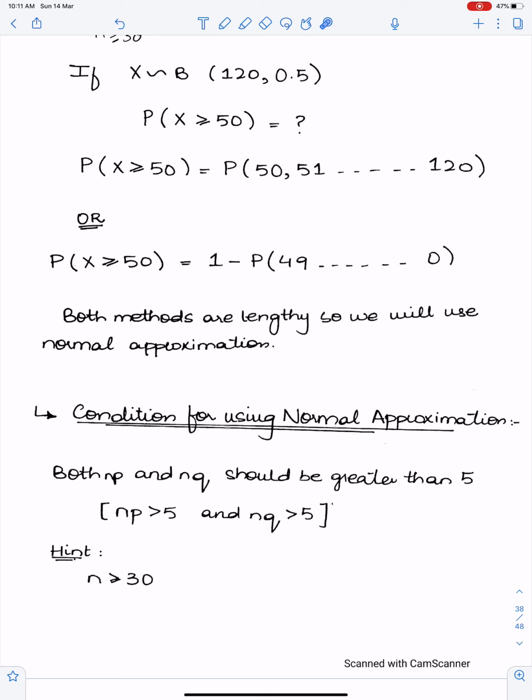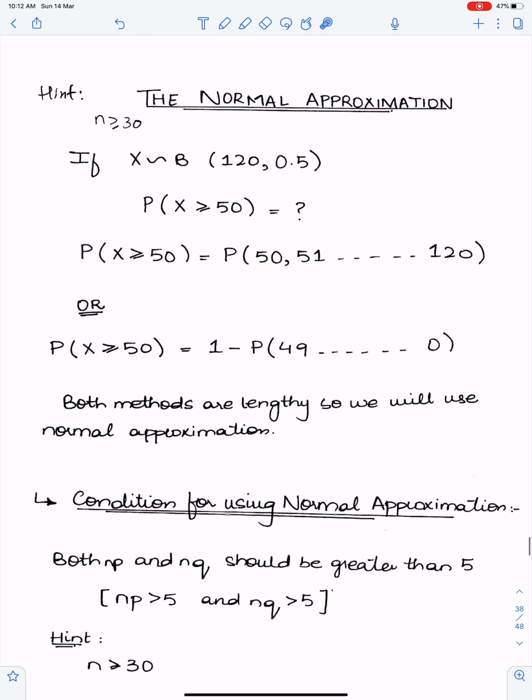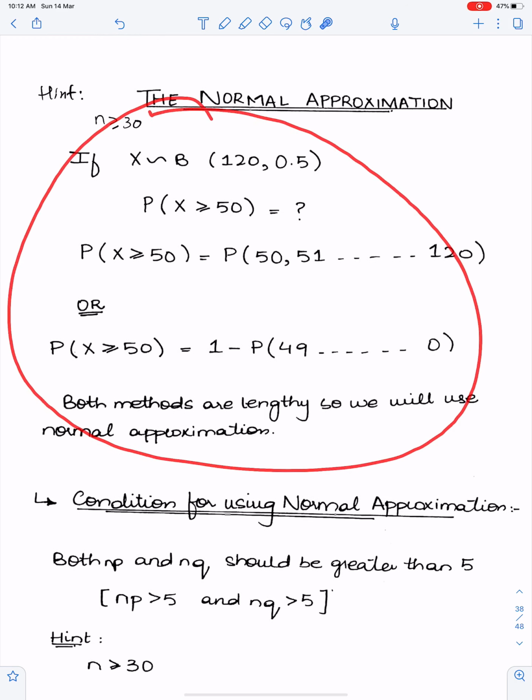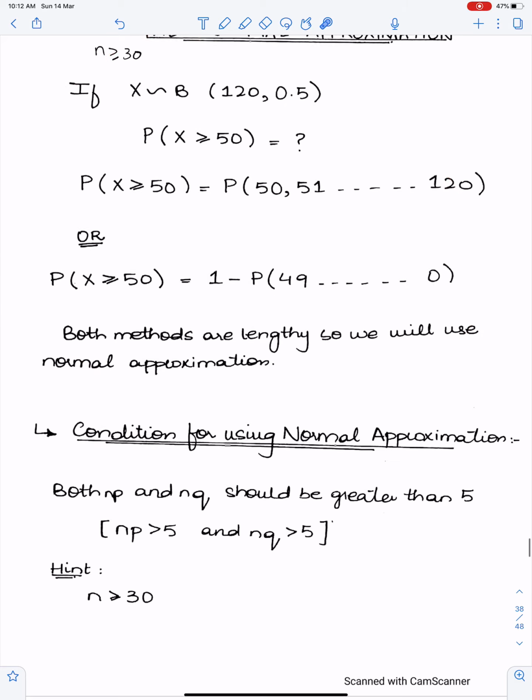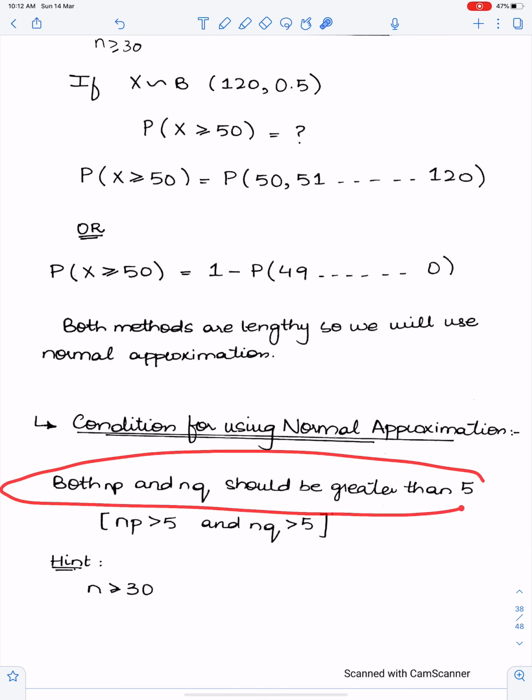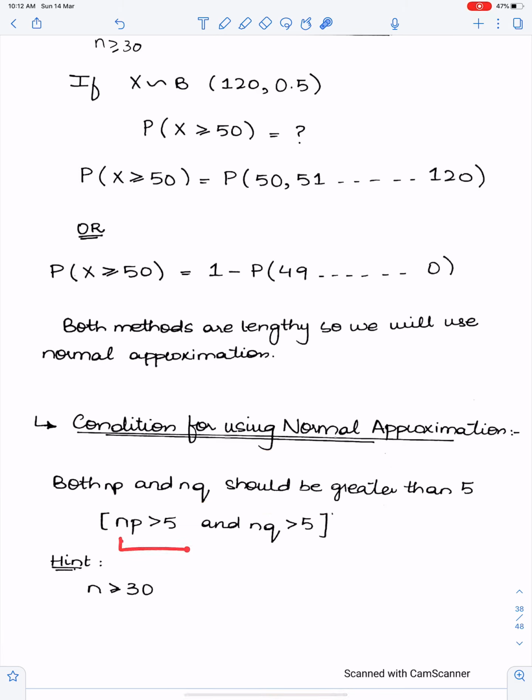Now, what is the condition of normal approximation? This is one of the most important things, because in some questions the examiner doesn't mention whether you have to use it or not, but you have to use normal approximation. This is the condition: both np and nq should be greater than 5. If they ask you to state the condition of normal approximation, then you must write this. Both np and nq greater than 5. And don't write the hint.